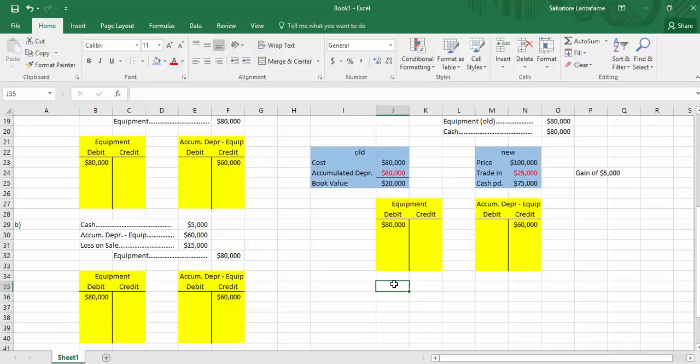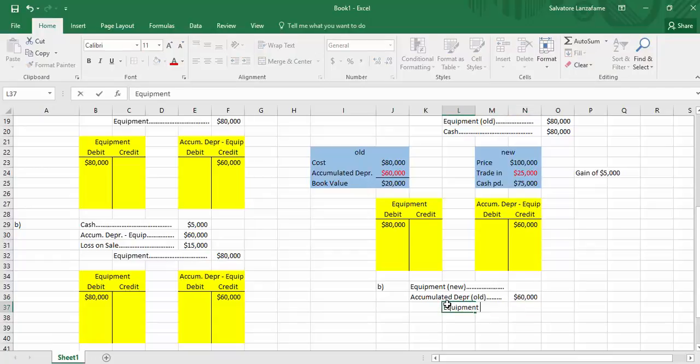So scenario B, again, I'm getting new equipment. I'll leave the debit for last. We're getting rid of the old accumulated depreciation. And the old accumulated depreciation is 60,000 from our T account. We're getting rid of the old equipment. And the old equipment is on the books at 80,000. How much cash are we paying? We're paying $75,000.